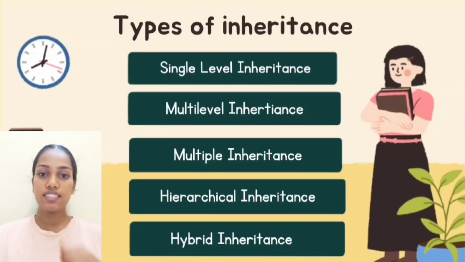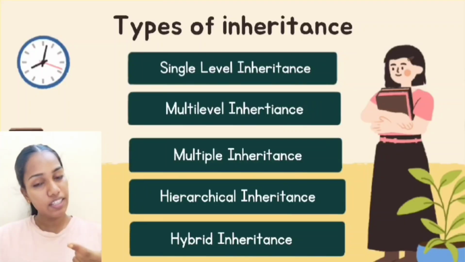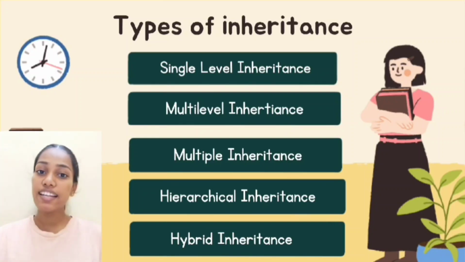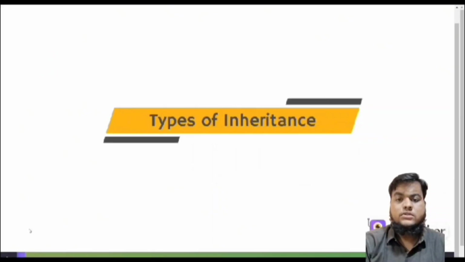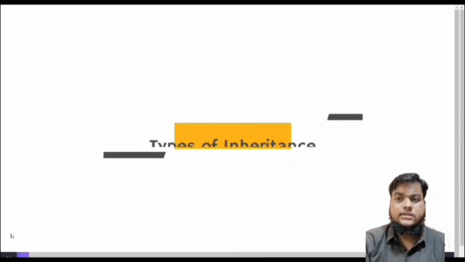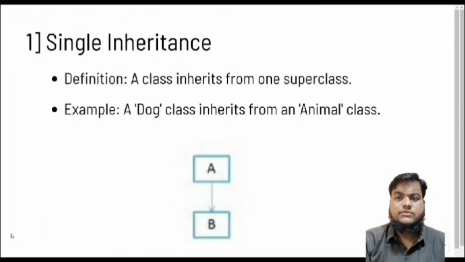Types of inheritance: single level inheritance, multiple inheritance, multi-level inheritance, hierarchical inheritance and hybrid inheritance. So there are several types of inheritance. The number one is single inheritance. Single inheritance is the simplest form where a class inherits from just one base class, making it easy to extend or modify existing functionality. Second is multi-level inheritance.